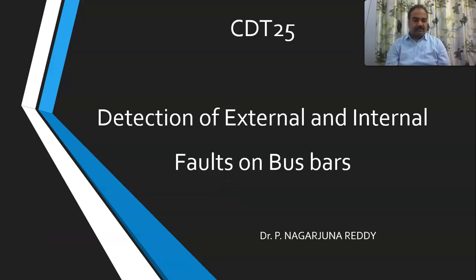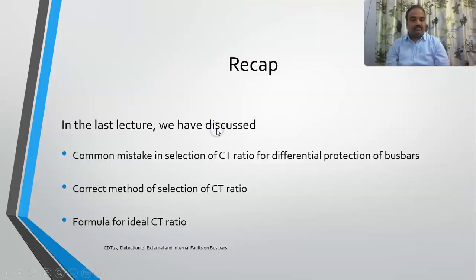Today we will discuss the detection of external and internal faults on bus bars and the impact of CT saturation on detection of external and internal faults. In the last lecture, we discussed the common mistakes we make when we select CTs based upon their CT ratio. We have seen the correct method for selection of CT ratio, and we have finalized the formula for ideal CT ratio.